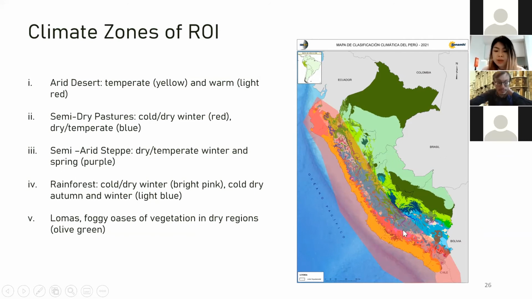This encompasses the yellow and light red regions, which correspond to temperate and warm arid desert.